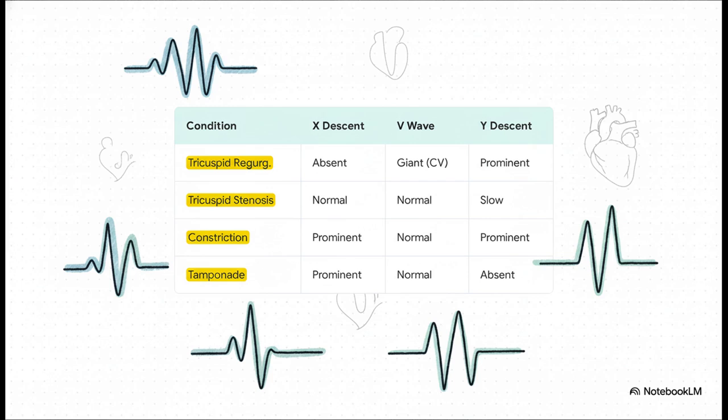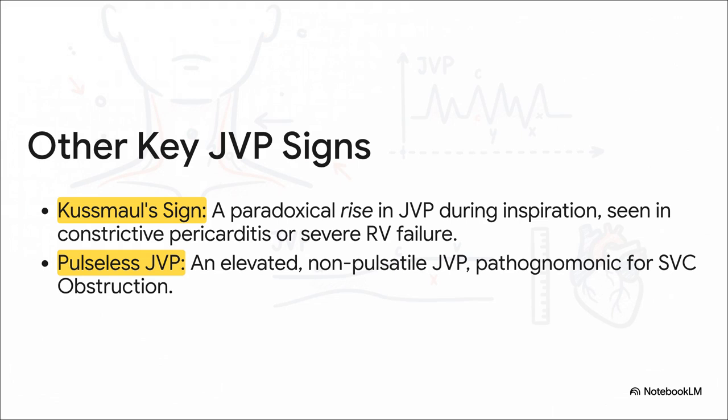And this is where it all comes together. Look at how these individual clues create these unique diagnostic signatures. For tricuspid regurgitation, you're looking for that absent X descent and a giant CV wave. For tricuspid stenosis, it's the large A wave and the slow Y descent. For constrictive pericarditis, you get those prominent X and Y descents, making this classic W shape. And what separates cardiac tamponade is that you get the prominent X descent, but the Y descent is blunted or even gone entirely. Finally, there are two other really important signs you have to know.